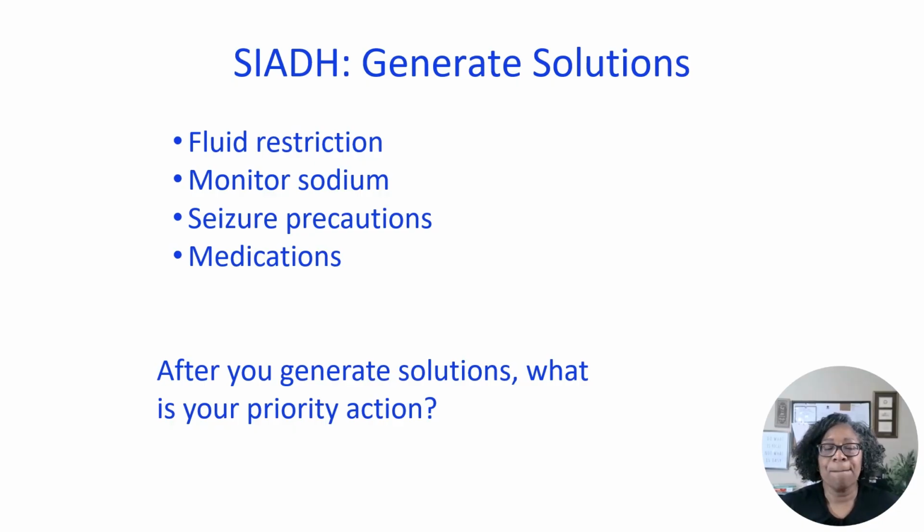And so the person's fluid overloaded. So now you're saying, okay, hey, I'm seeing an order for fluid restriction. They have hyponatremia, so I'm going to have to monitor that sodium. We know that the low sodium causes seizures, so now we're going to have to place this patient on seizure precautions. And then we're going to say, okay, what medications may be ordered for my patient? I've got to generate some solutions, but out of all of these solutions that you're anticipating from the doctor, what is the priority right now?